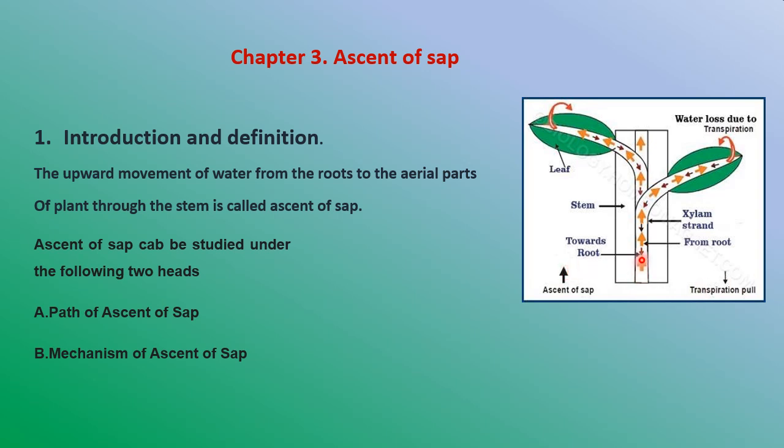So, the water moves from root to different parts of the plant body. You can see here, this is the crown of the leaves. Water is transferred from the roots to the leaves, and here there is a water loss due to transpiration. The ascent of sap can be studied under the following two heads: one is the path of ascent of sap, and the next is the mechanism of ascent of sap.